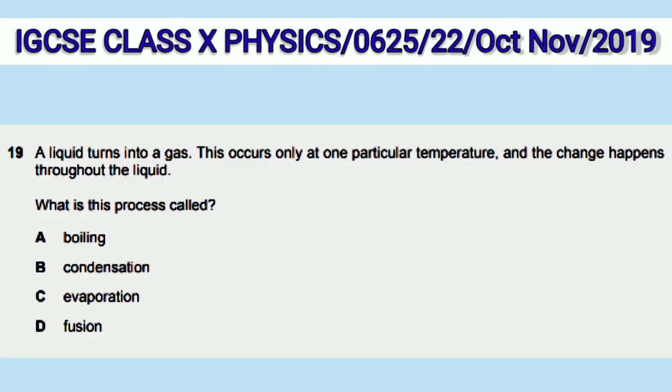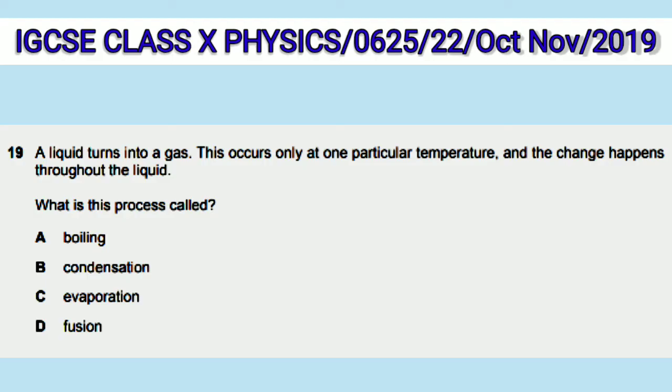19th question. A liquid turns into a gas. This occurs only at one particular temperature. The change happens throughout the liquid. What is this process called? A liquid will turn into gas in two ways, that is boiling and evaporation.